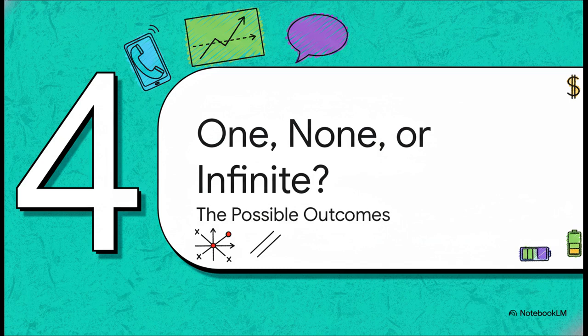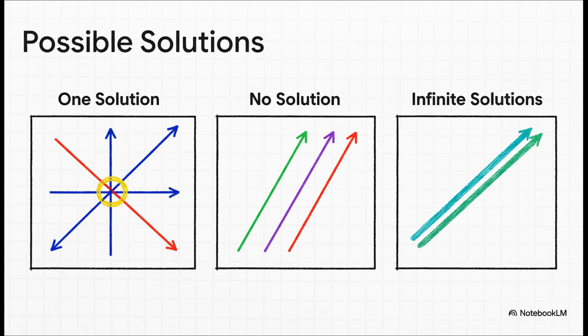Now, before we actually solve our phone bill problem, let's just take a quick step back and look at the big picture. When you put two lines on a graph, there are really only three things that can happen. They can cross at exactly one point. They can be parallel, meaning they never, ever cross. Or they can actually be the exact same line, just in disguise, overlapping everywhere. One, none, or infinite. That's it. Those are your only options.